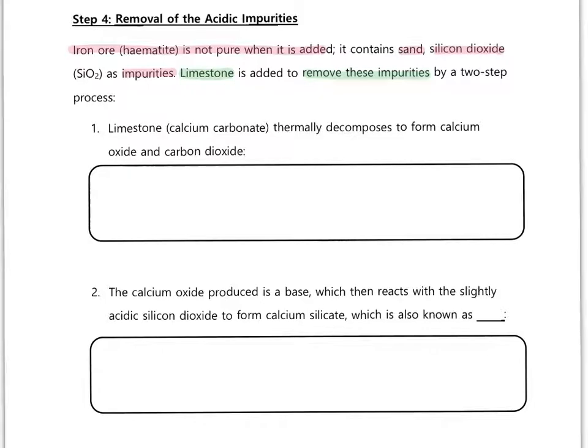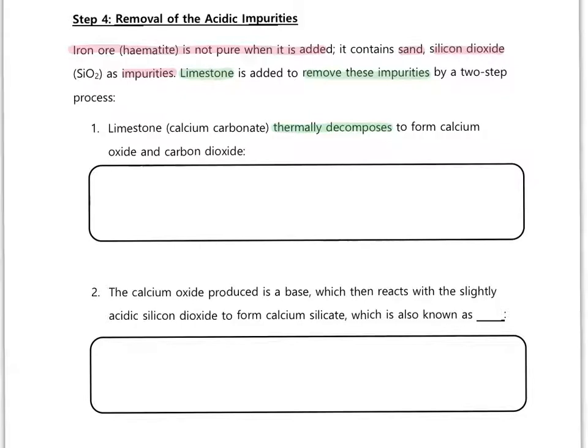Limestone removes these impurities by a two-step process. So it's a bit like producing the reducing agent. Within this one step, we've got two steps. And so the first thing that happens is that limestone undergoes a thermal decomposition. It thermally decomposes to form calcium oxide and carbon dioxide.